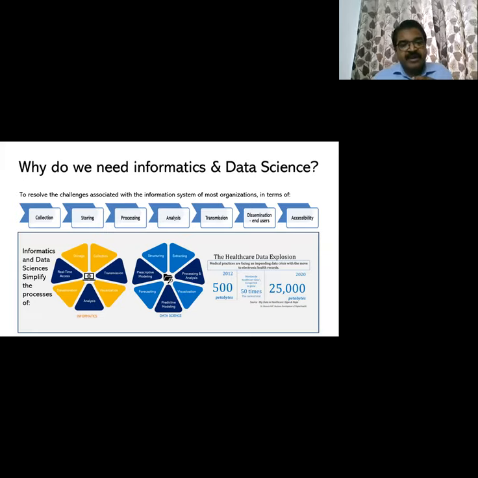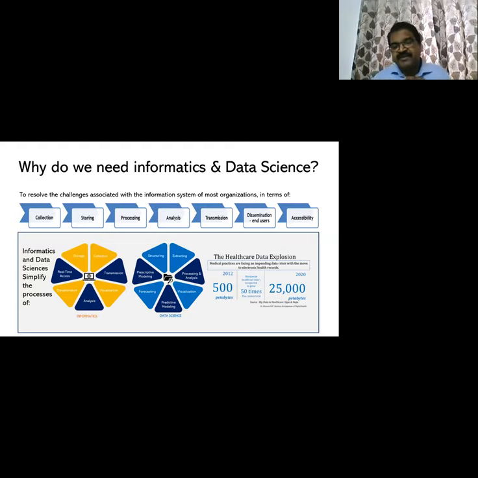When a patient comes on a frequent basis, for example the next visit after 1 month, and you try to search for his previous data or previous 10 visits' data, it is difficult. And when you have a manual system, definitely the challenge comes in processing and analysis. And the most important thing is transmission from one location to another and dissemination of this information to the end user. The most important challenge is accessibility, because everyone wants real-time access to patient data, or any other data.